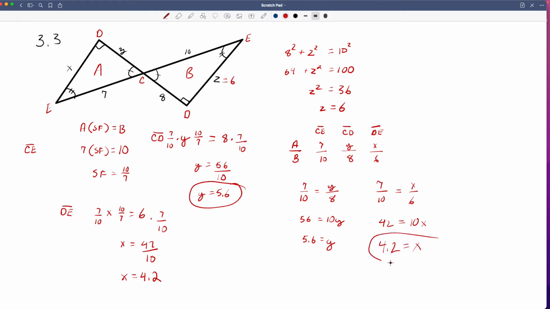4.2 is the value of x, and it's the same thing we got over here. So you can see either method works. It's just about sorting it out and putting it in the right spot.